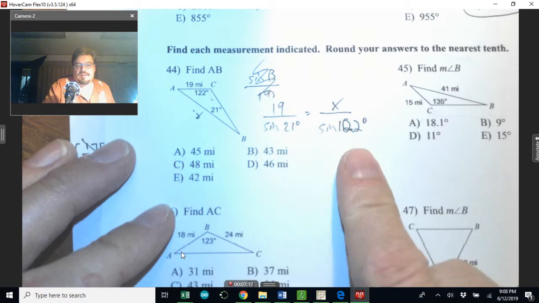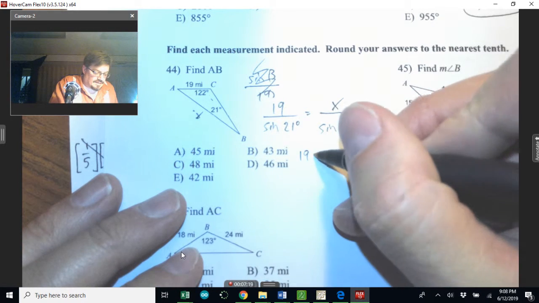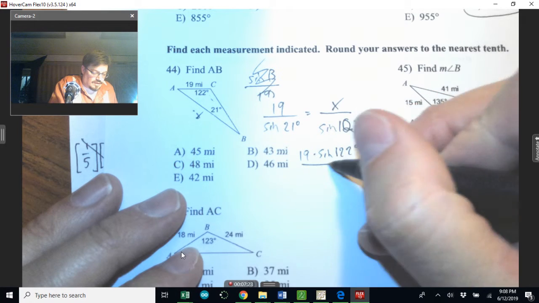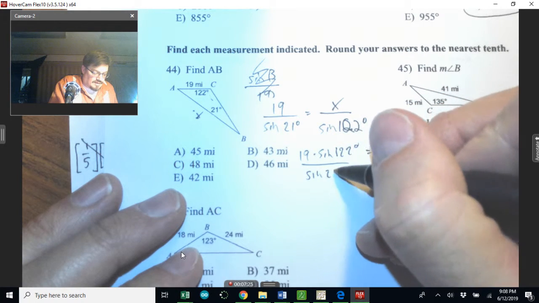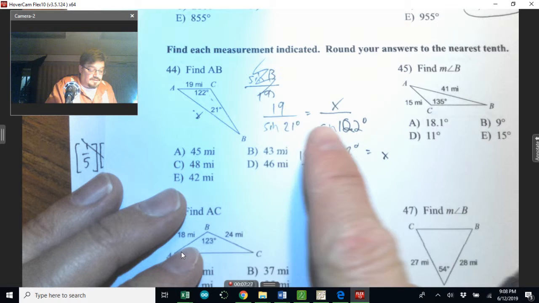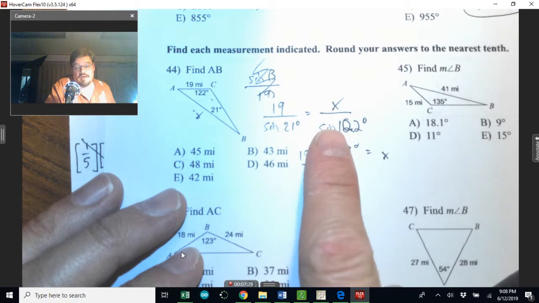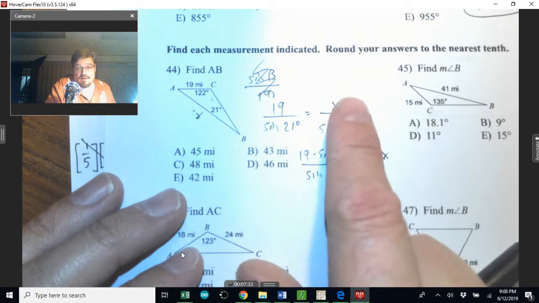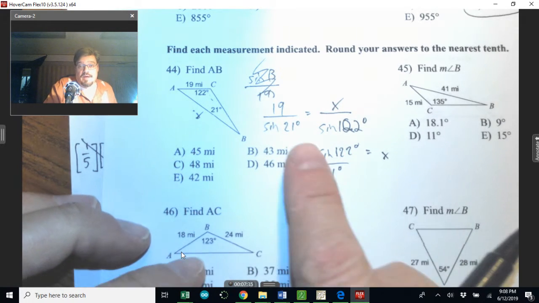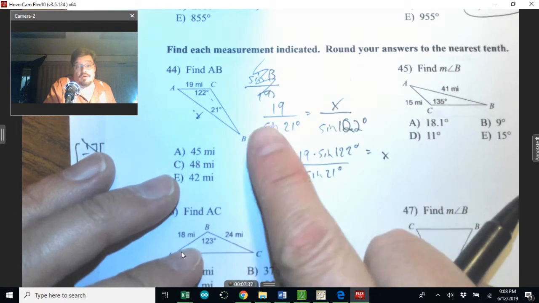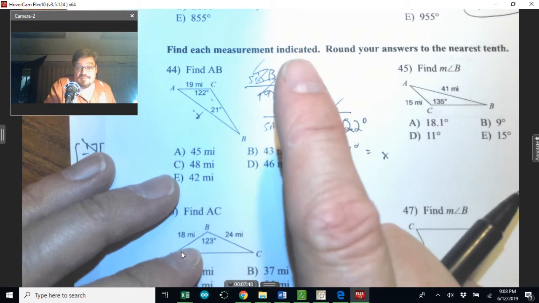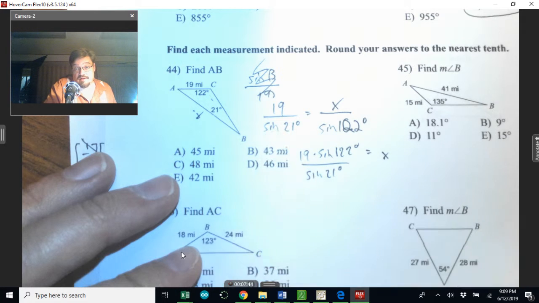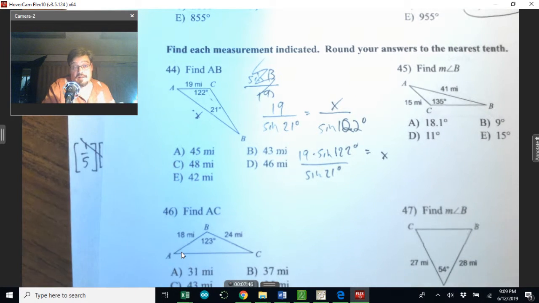Okay, so what this means is we're going to cross multiply. So 19 times the sine of 122 degrees divided by the sine of 21 degrees equals x. So I multiply these two and then multiply these two, but I'm going to divide by the sine of 21 once I'm done with that. Or you could just look at it like this: this guy multiplied by this guy, get that, divide by the sine of 21, and you're going to get x by itself. Okay, that's another way to look at it.